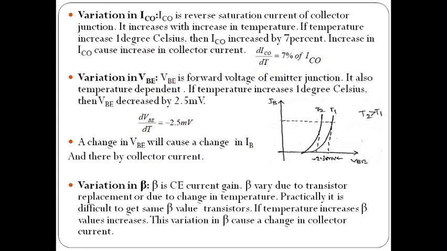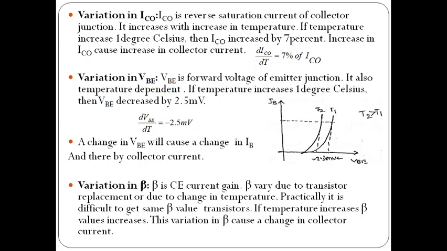For every 1 degree Celsius increase in temperature, the reverse saturation current of the collector junction increases by 7% of its previous value. So we can say the reverse saturation current at the collector junction varies with temperature. For every 1 degree Celsius, it varies 7%. For every 10 degrees Celsius, this reverse saturation current is doubled. This point was also discussed in the diode discussions.